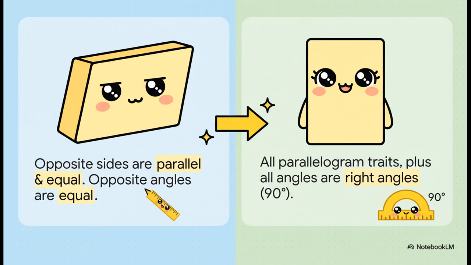So the first child in this family is the rectangle. It gets all that parallelogram DNA we just talked about, but it adds its own special twist. It's a little bit of a perfectionist. It says all my angles have to be perfect 90-degree right angles. So yeah, it's basically a more orderly, squared-off version of its parent.